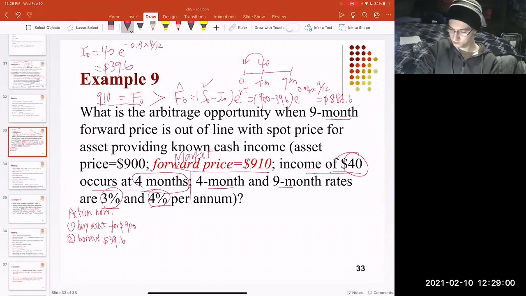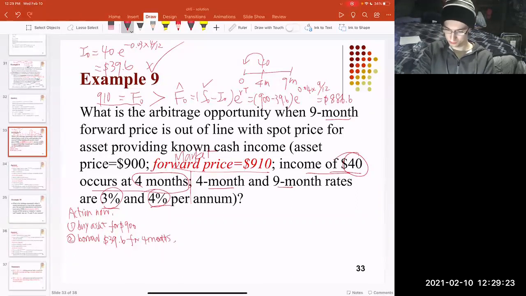We borrow 39.6. How do we get that from the present value of income? This amount accumulates for 4 months to $40, and exactly when you receive the $40 at 4 months, you can pay off this loan. So that's why it's 39.6 for 4 months.